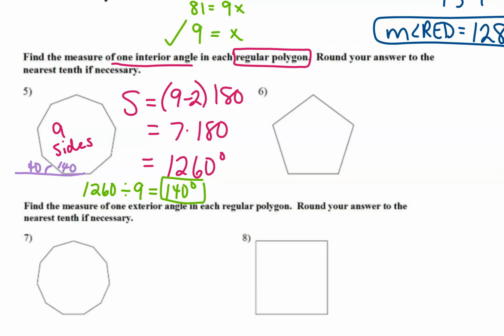How many of those 40-degree angles are there for this shape? 9. So what's 9 times 40? 360. So all you have to do is remember that 360 is the total degrees.